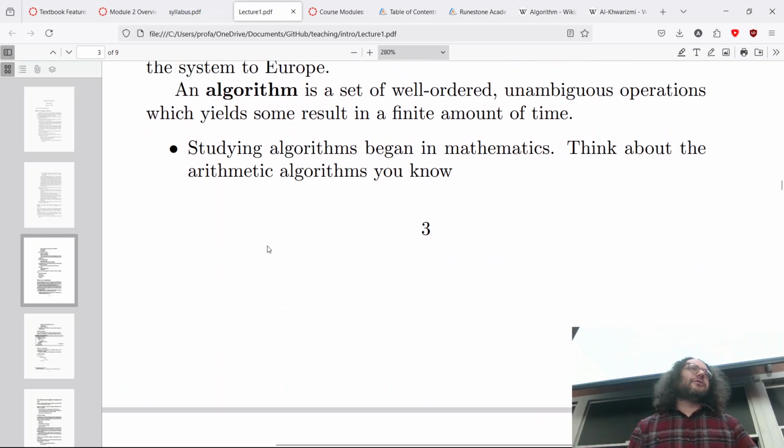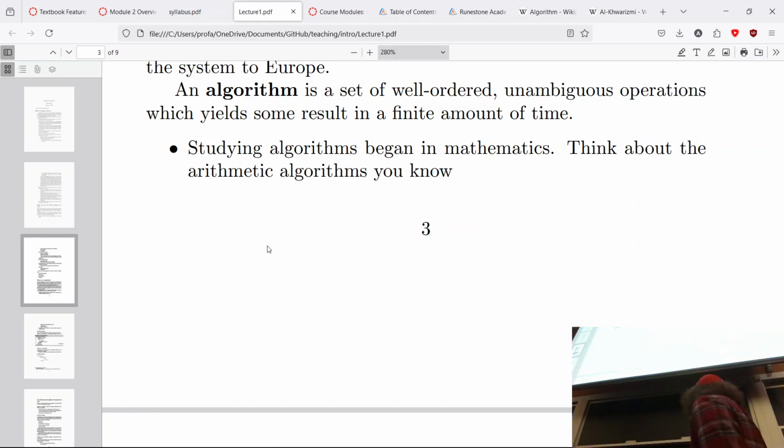Okay? Studying algorithms began in mathematics. I'm sure you've done addition of this format.